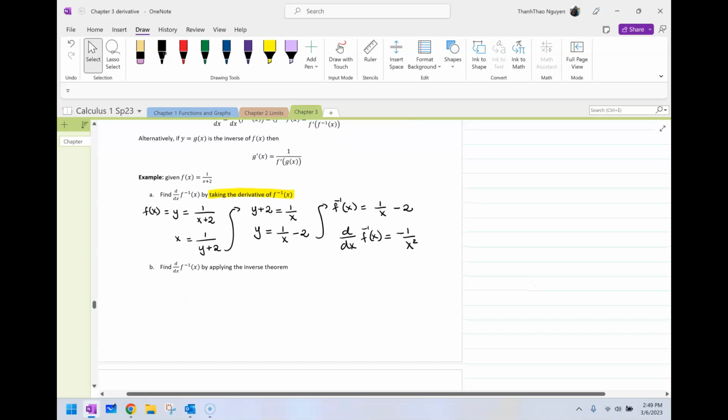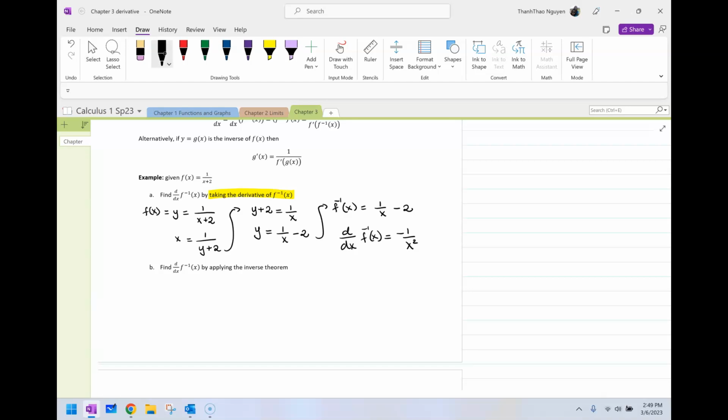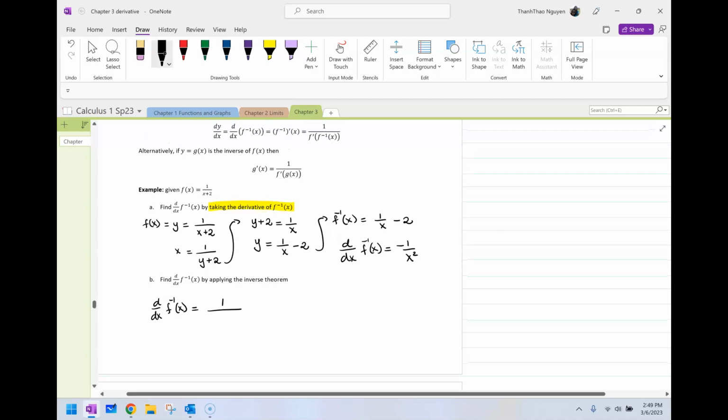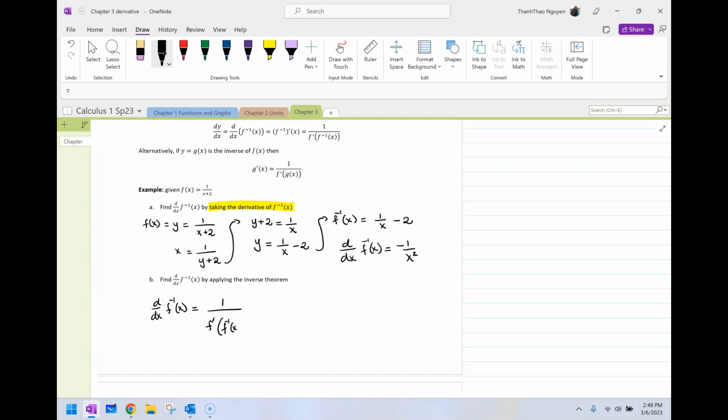Now, we want to find d dx of f inverse of x by applying the inverse theorem. The inverse theorem says that d dx of f inverse of x is equal to 1 divided by f prime of f inverse of x. Okay, so first of all, we need to find what f prime of x is.